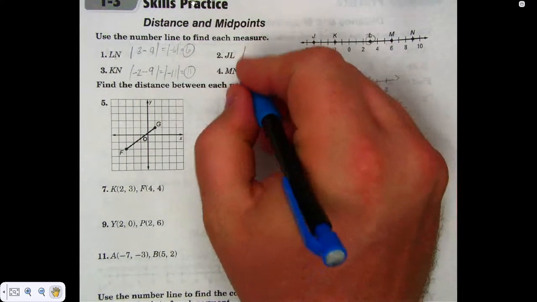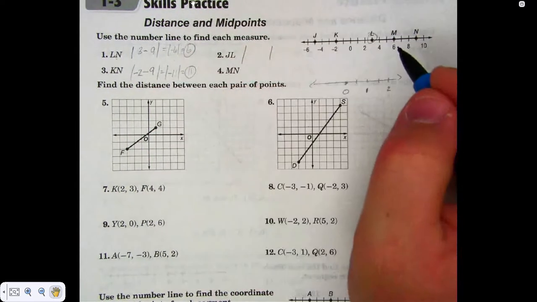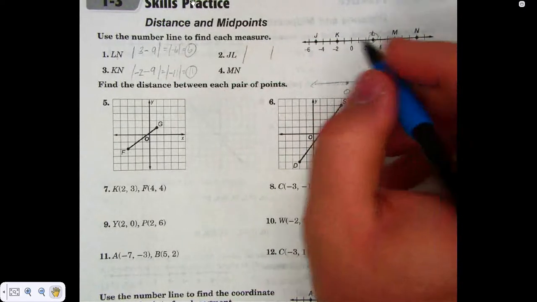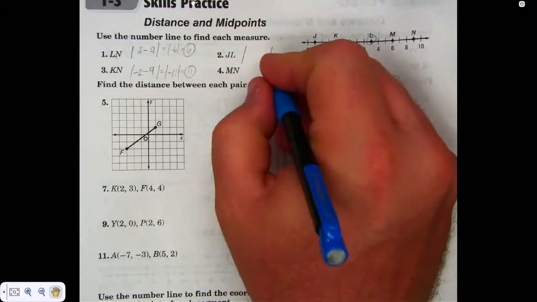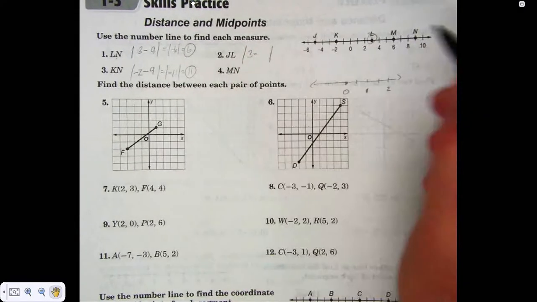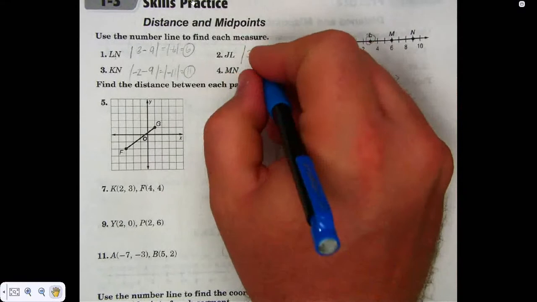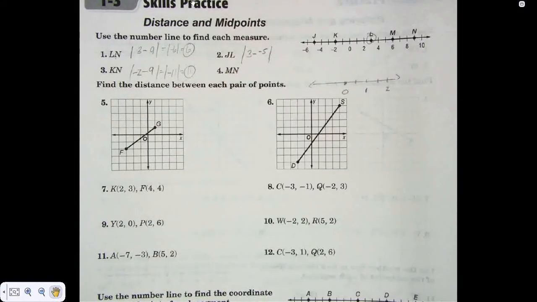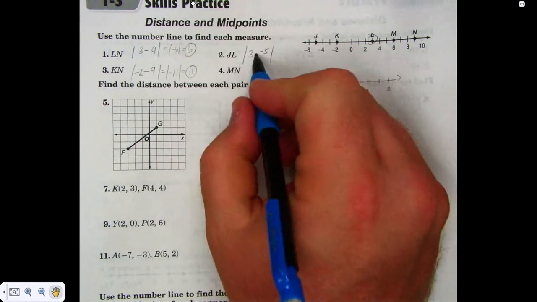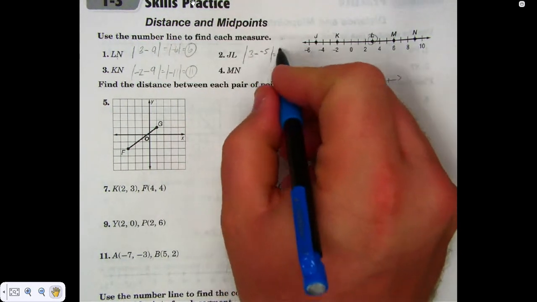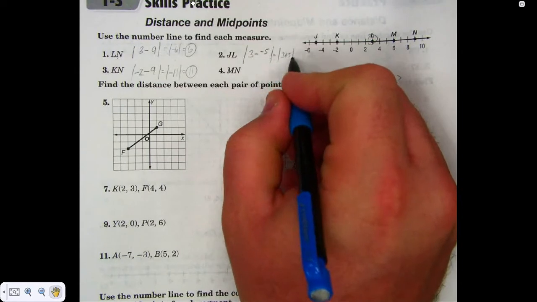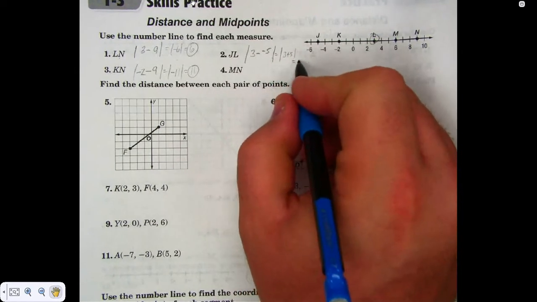Let's do this one. Except I want you to give me the coordinates of L first. What's the coordinates of L? 3 minus, what's the coordinates of J? You have to say minus a negative 5 there. If you don't, what's going to happen? You're going to get the wrong answer. Why is that? What do you guys remember about algebra? Minus a negative is a what? So this is 3 plus 5, right? So the answer is what?